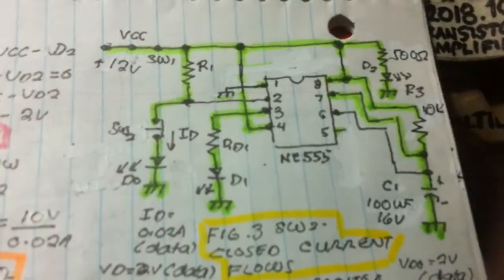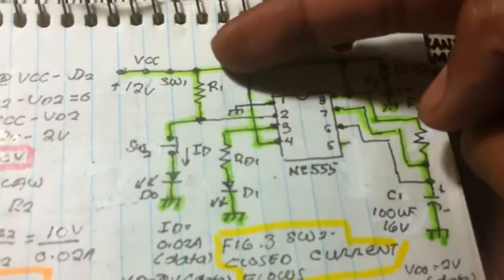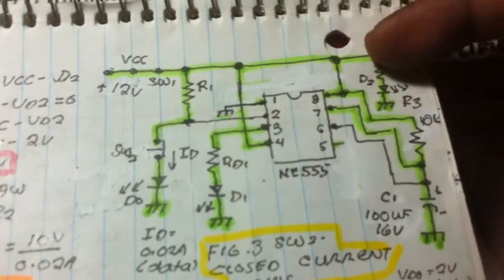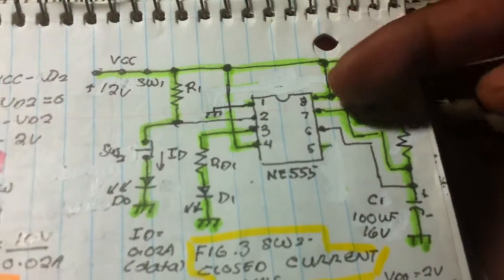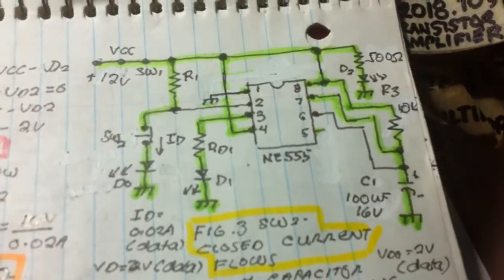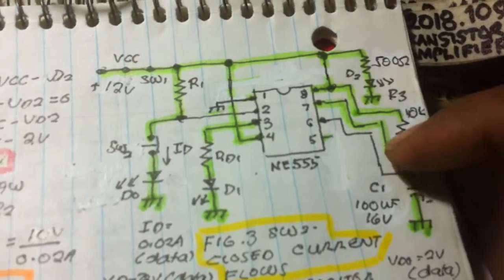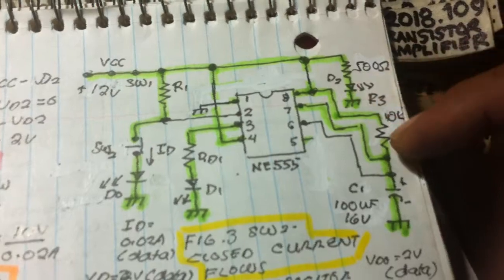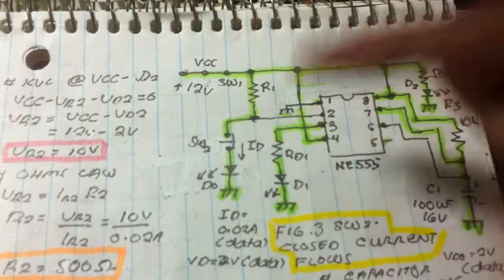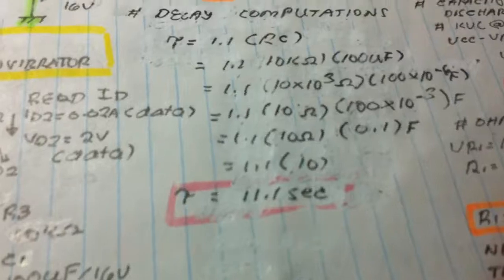11.1 seconds. So when you switch on the button here, the current flows from 12 volts to the switch button, and then to the ground, powering the LED. When you press the button, the capacitor is now discharging through this path: capacitor to pin 7, and current also flows through R3 to this node, to pin number 7, and through the output. These two control the on and off of the LED using this formula.